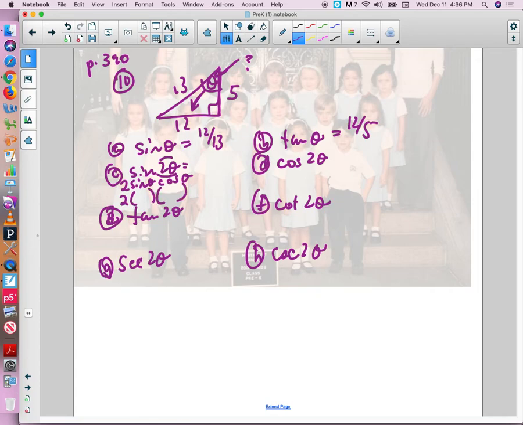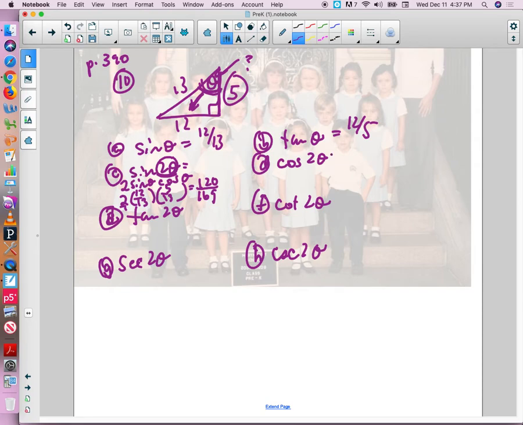So of this doubled angle, I actually am looking back at this theta. Sine was 12 over 13. And cosine is 5 over 13. And so this is like 2 over 1. So I multiply the top out, and I get 120 over 169.